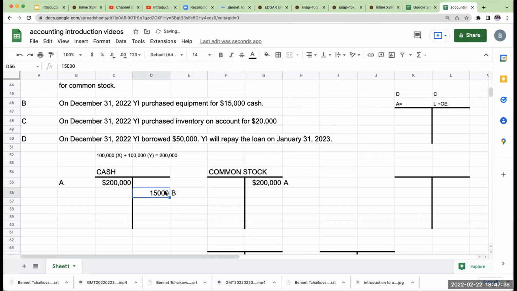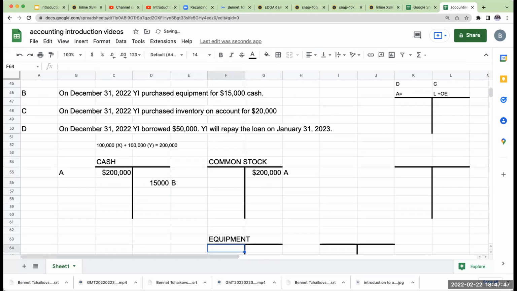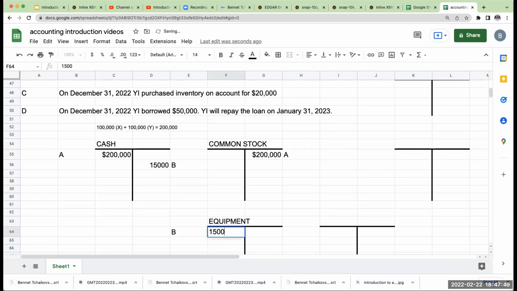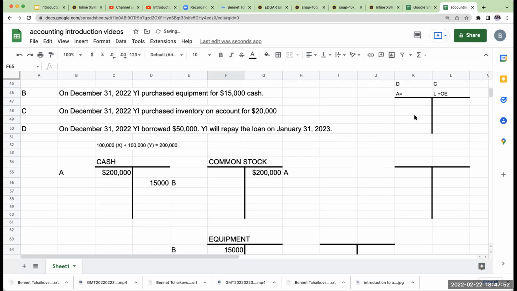Now, for every credit, I need a debit. This is not a 7 Series BMW, so I should be okay. It is an asset. I purchased equipment. Equipment is an asset. And so I'm going to go over here. I'm going to debit equipment for $15,000. Again, equipment's an asset. I show an increase to that with a debit.